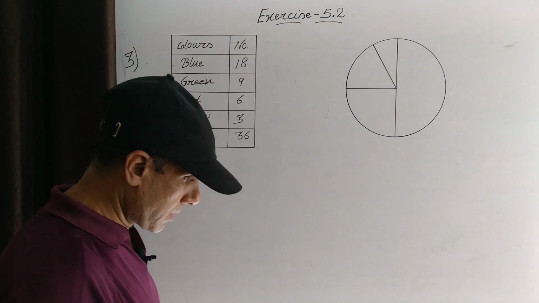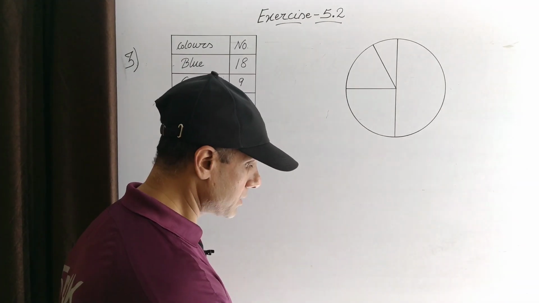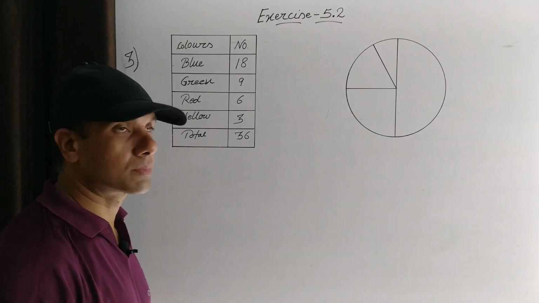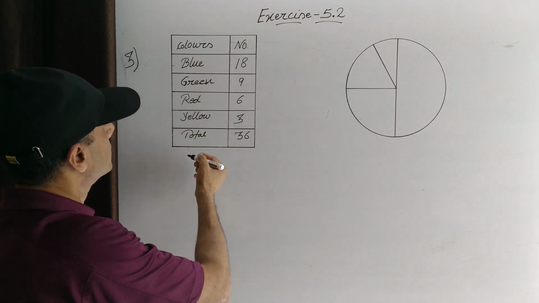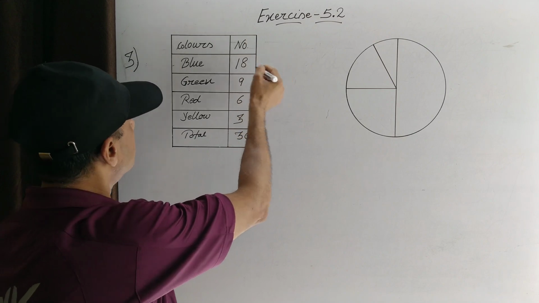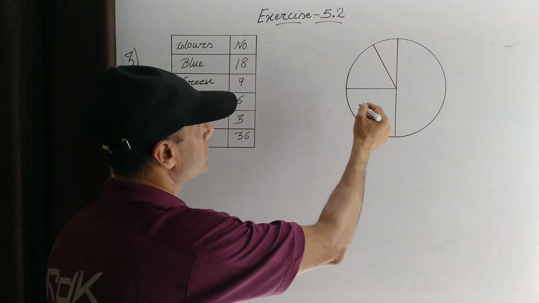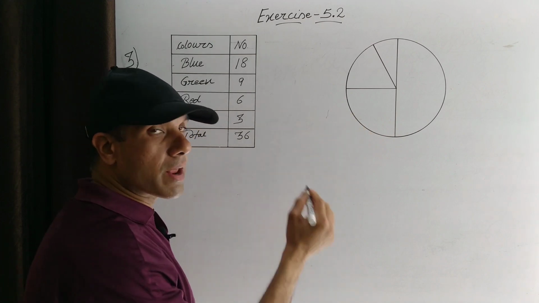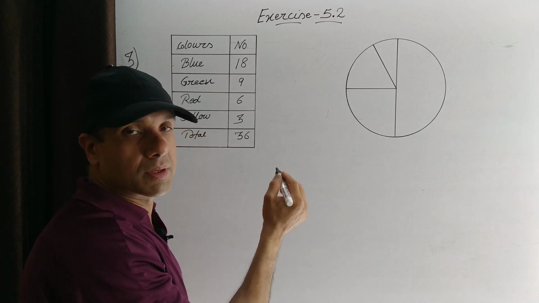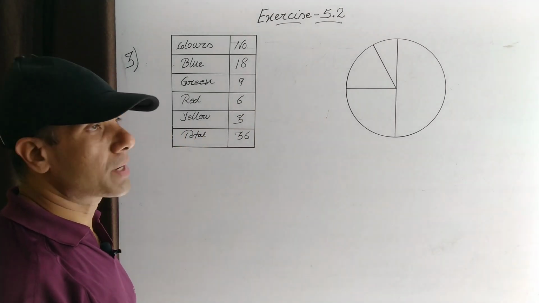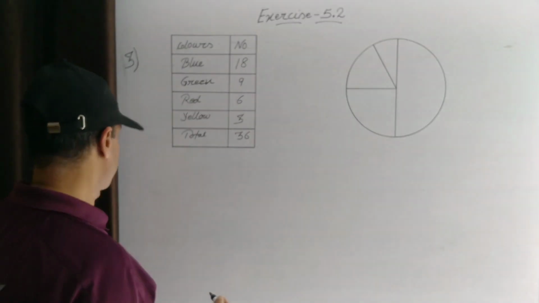Question number 3. Draw a pie chart showing the following information. The table shows the colors preferred by a group of people. So we have to prepare a pie chart, and these are the colors, and these are the numbers of people who preferred these colors. As we know, the total central angle formed by the various sectors of the data is 360 degrees.